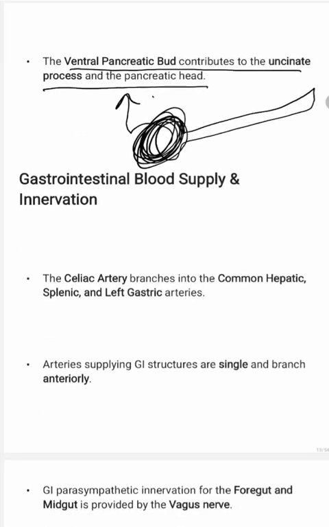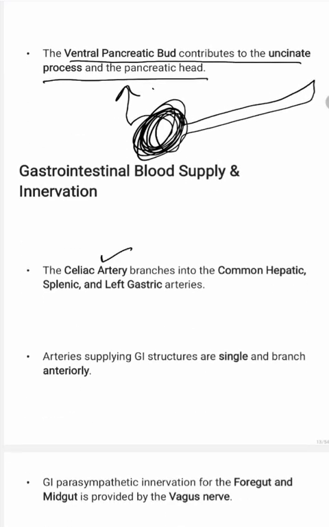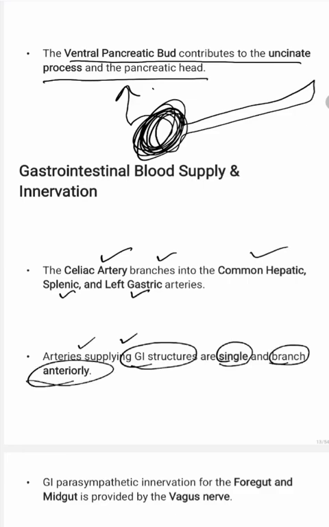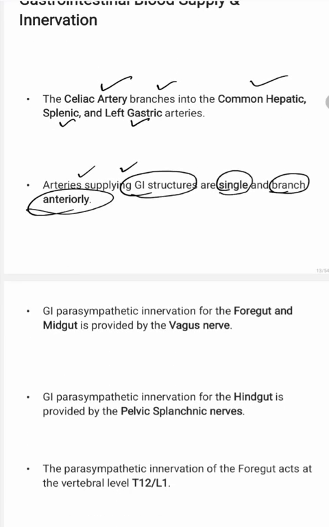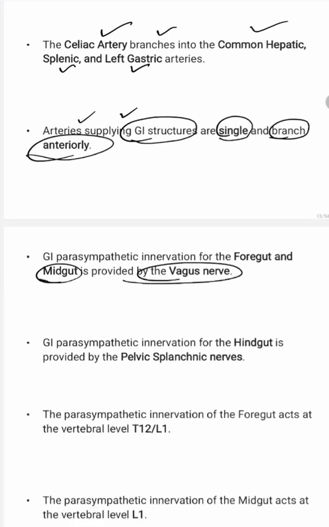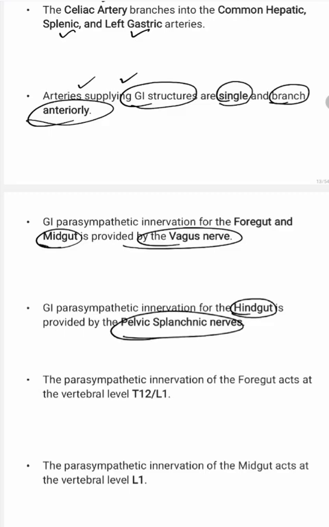Now, celiac artery. As we have already discussed, which part does the celiac artery supply? The celiac artery supplies the foregut. The superior mesenteric artery supplies the midgut. The inferior mesenteric artery supplies the hindgut. The celiac artery branches into the common hepatic, splenic, and left gastric arteries. Now, arteries supplying gastrointestinal structures are single and branch anteriorly. GI parasympathetic innervation for the foregut and midgut is provided by the vagus nerve, while for the hindgut it is the pelvic splanchnic nerve.